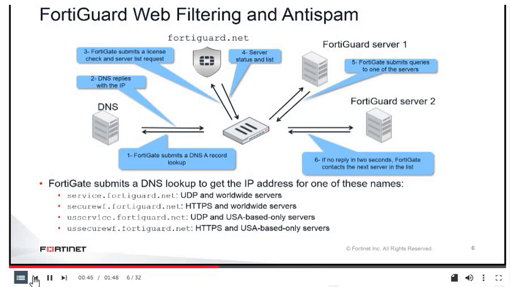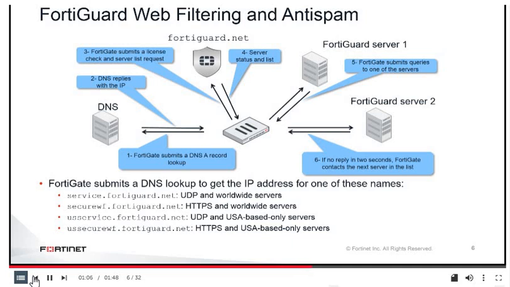4. FortiGate gets the list of servers. 5. FortiGate starts sending rating queries to one of the servers in the list. You will learn how FortiGate chooses the server later in this lesson. 6. If the chosen server does not reply in 2 seconds, FortiGate contacts the next server on the list.